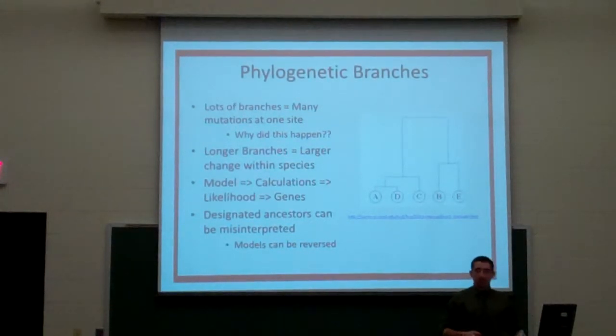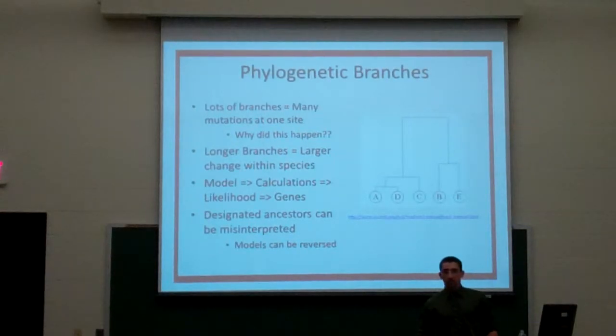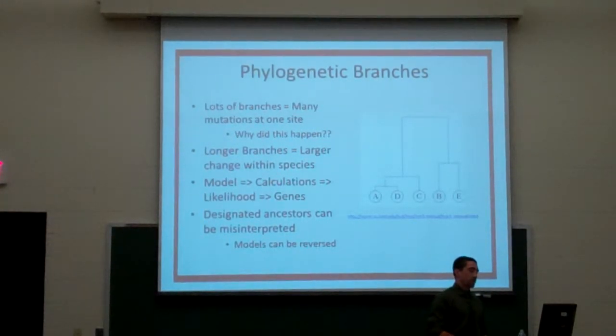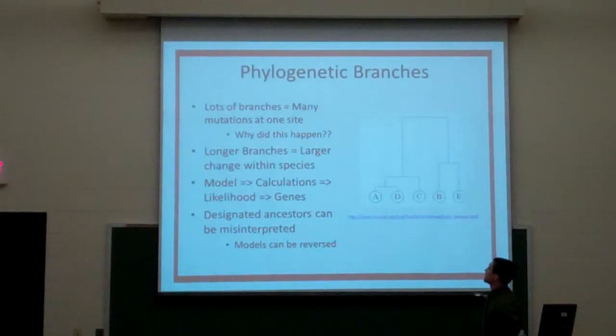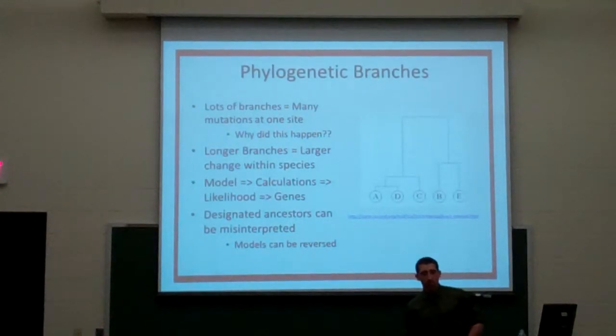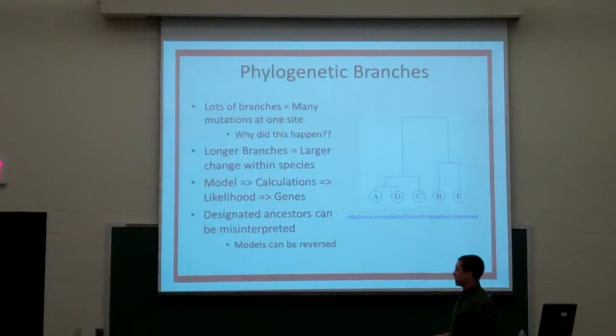The models are based off calculations. Calculations are based off the likelihood of these genes and their relations, and likelihood is based off the genetic makeup. Designated ancestral species, normally they'll be inserted prior to sequencing or creating phylogenetics, but sometimes they can be misinterpreted. Sometimes they could believe that one species is the ancestral species, but they could be wrong.